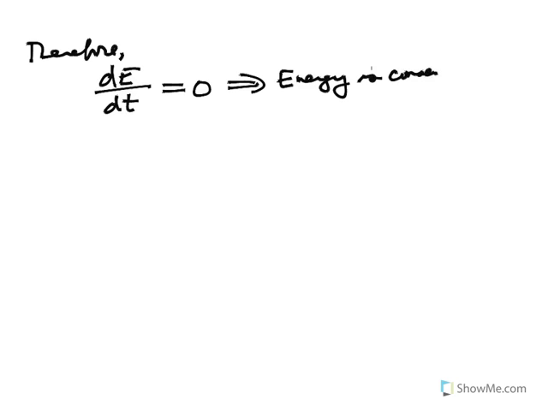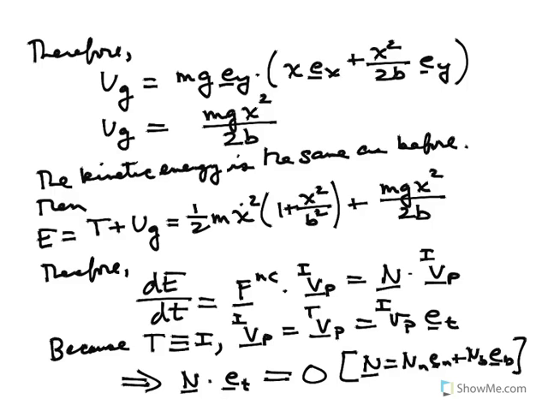Because remember we said that the rate of change of the total energy equaling 0 says that the energy is constant, which means that the energy is conserved. That's because E is equal to a constant. Now, let's take the rate of change of the total energy. The rate of change of the total energy is what we have back here.